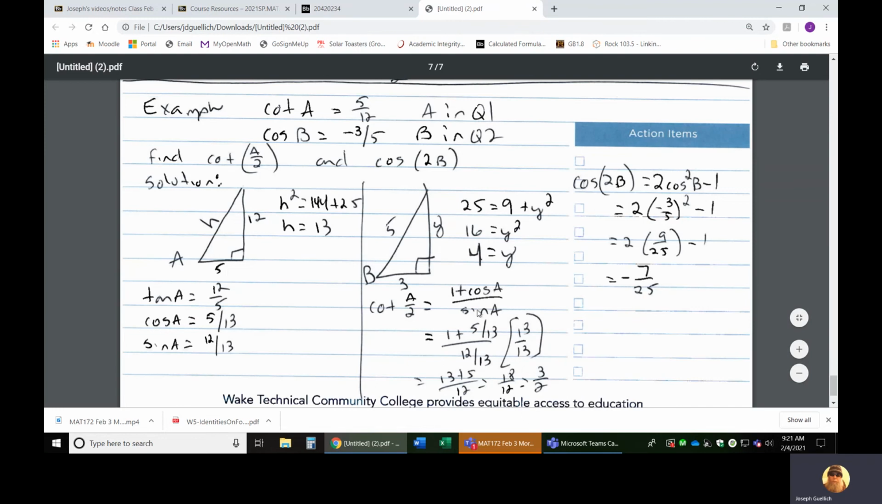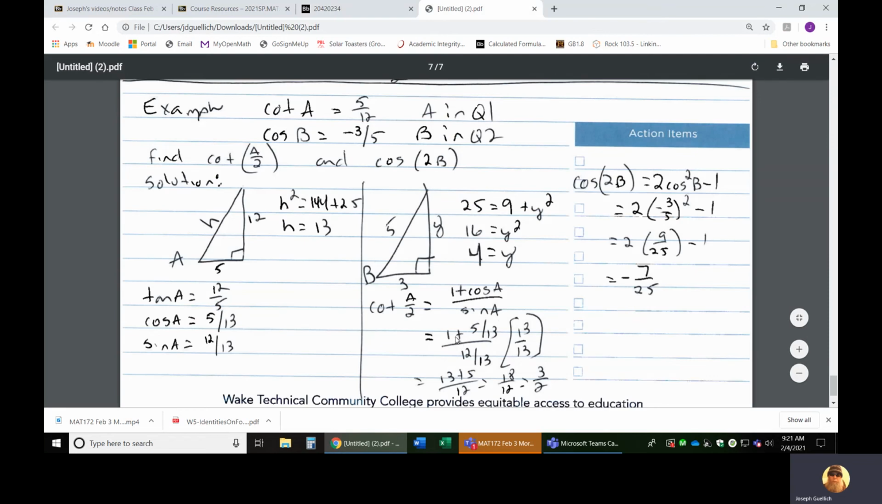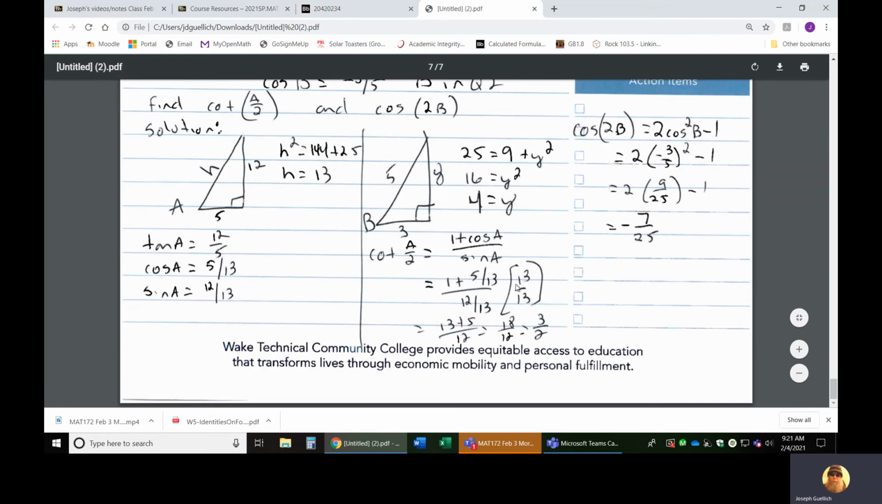So 1 plus cosine on top over sine. That's the tangent flipped over right there. And then I just plug those numbers in where they go. Same technique I did before: multiply by the denominator, simplify, simplify, simplify, and you're done.